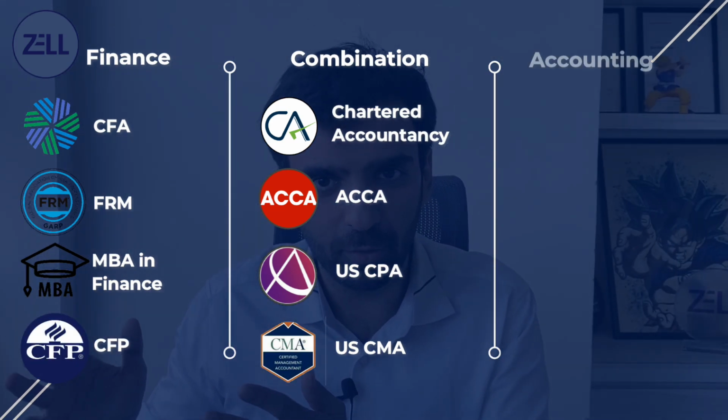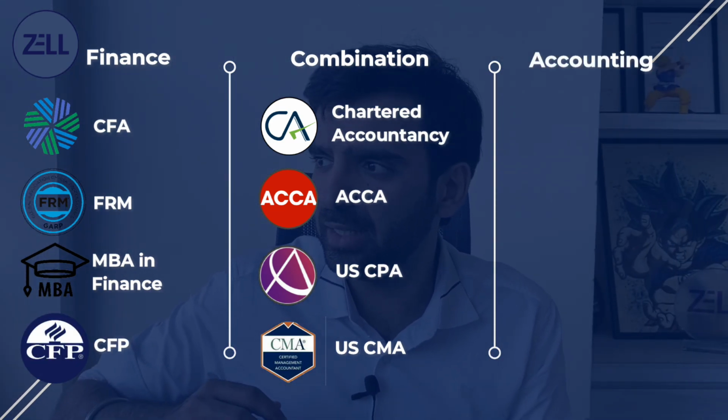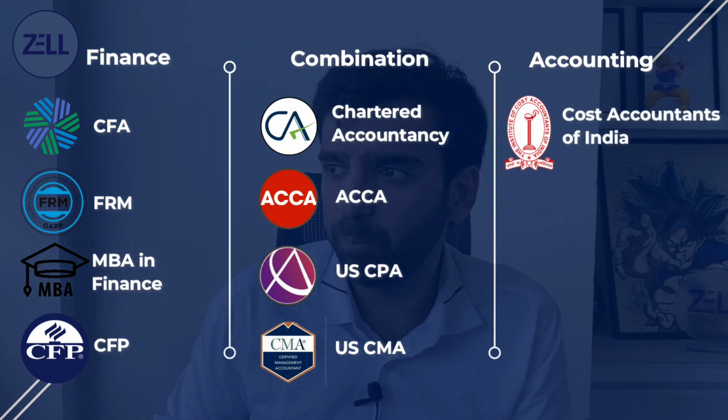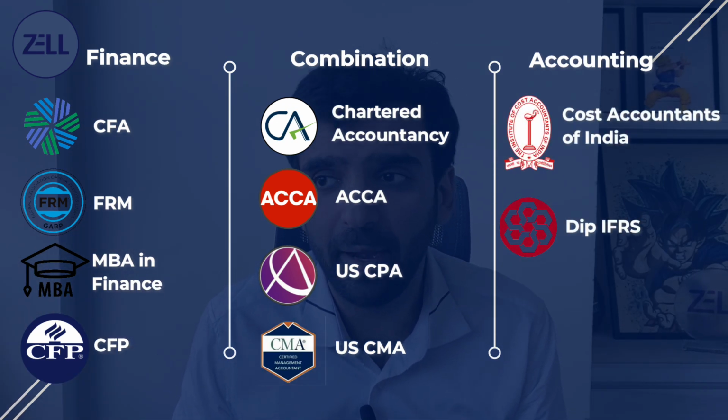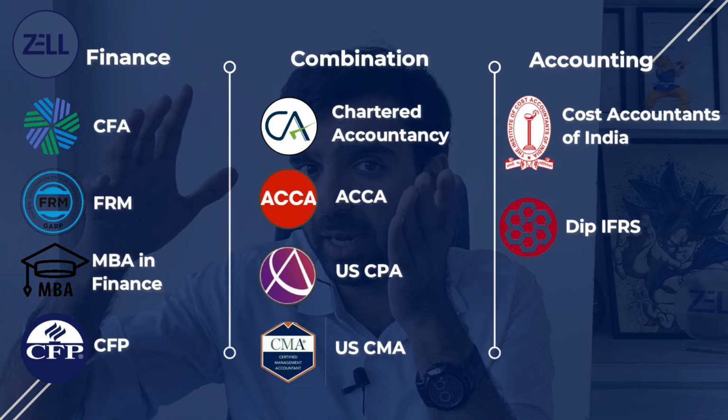If you look at only accounts, then courses such as Cost and Work Accountants of India or IFRS, Diploma in IFRS, these are pure outright accounting courses. Hopefully this gives some of you guys clarity on what is the difference between finance and accounts and what kind of courses to choose if you understand what you like. If not, I would suggest go for the one which has a combination so that you don't have to really make an incorrect decision. And hopefully through this, you guys should get a better understanding of the different terms.